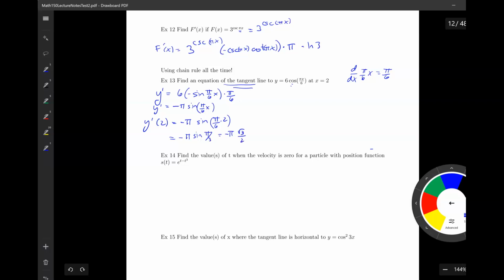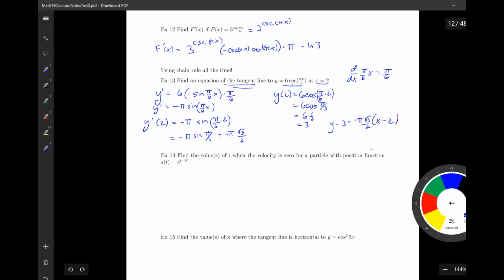So that's my slope. So now if I want to find the y value, I'm going to put 2 into here. So I'll get 6 cosine of pi over 6 times a 2. So I know that's going to give me cosine of pi over 3, which I know is 1/2. So I get a y value of 3. So I have y minus 3 is equal to negative pi root 3 over 2 times x minus 2.